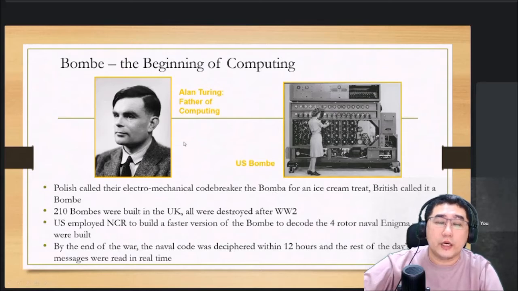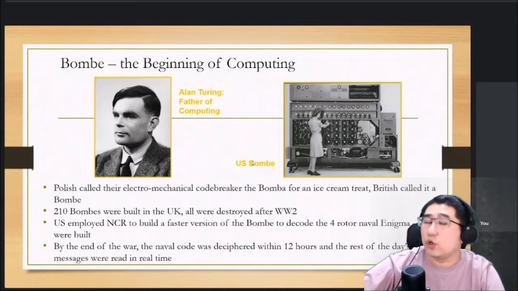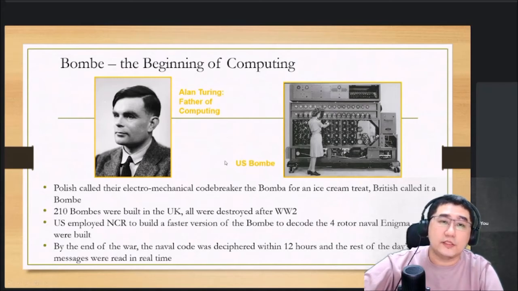Even after World War II, the Germans had no idea that their Enigma was cracked. Only 70 years after World War II were the secrets released, that the Allies managed to win because they managed to crack the codes, to crack the Enigma machine.